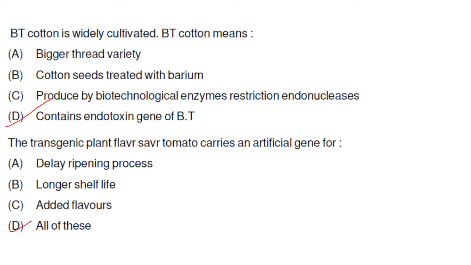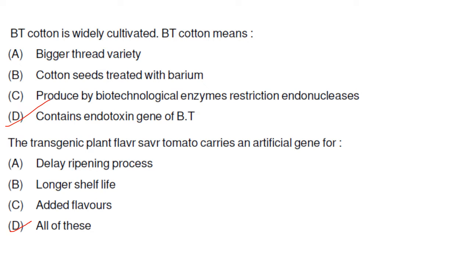Then BT cotton is widely cultivated. BT cotton means it contains endotoxin gene of BT. Bigger thread variety, no. Cotton seeds treated with barium, no. Produced by biotechnological enzymes, restriction endonucleases, no. Contain endotoxin gene of BT, yes, that is correct. BT cotton plant contains one or more foreign genes derived from the soil bacterium Bacillus thuringiensis. And insertion of the genes from Bacillus thuringiensis causes the cotton plant to produce what are called crystal insecticidal proteins or Cry proteins.